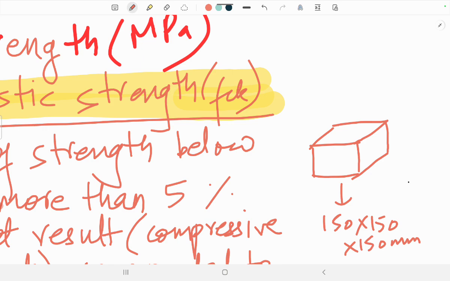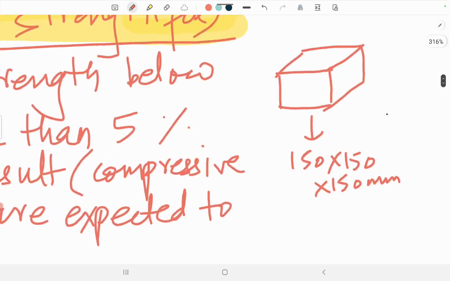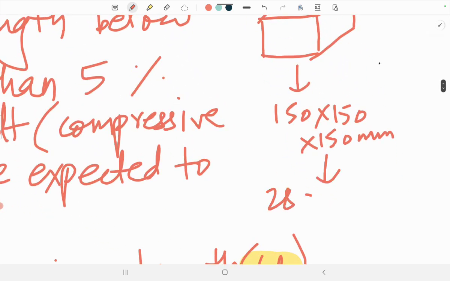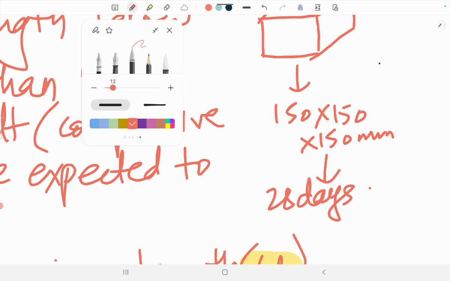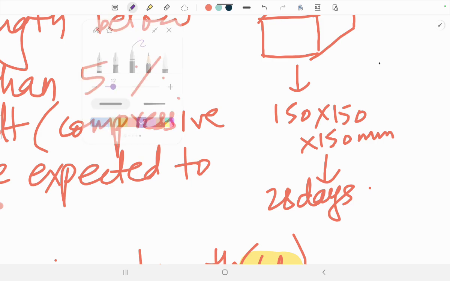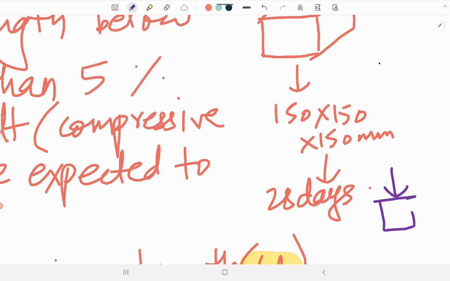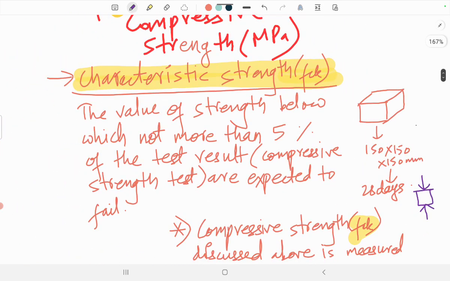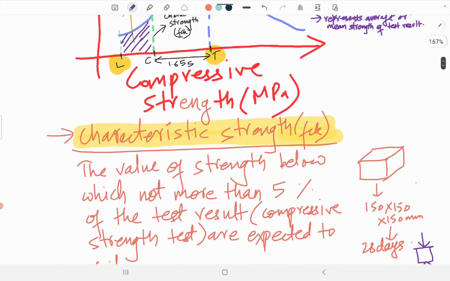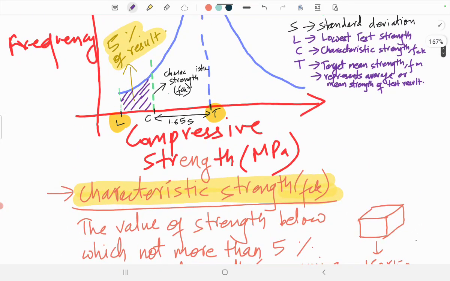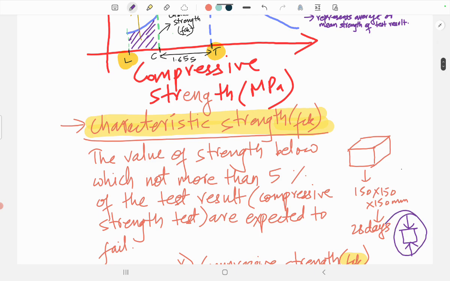So when you cast these 150 by 150 by 150 cubes, and later, after 28 days, you test them in the compression testing machine. You put these cubes in the machine, and after that you obtain the compressive strength of each concrete cube. Then you use these results and plot the graph.